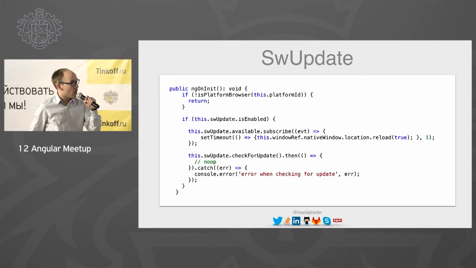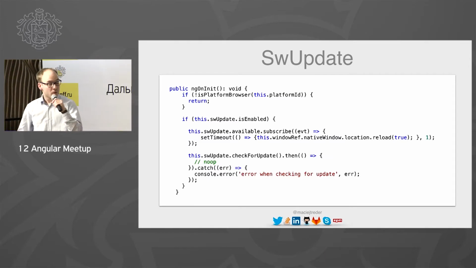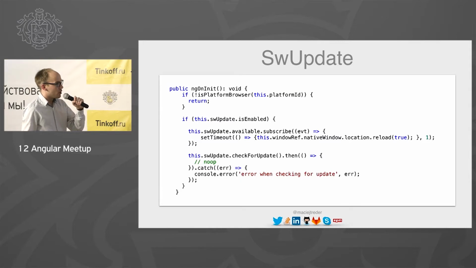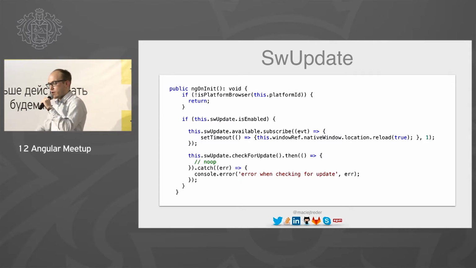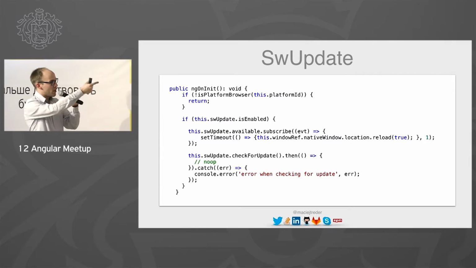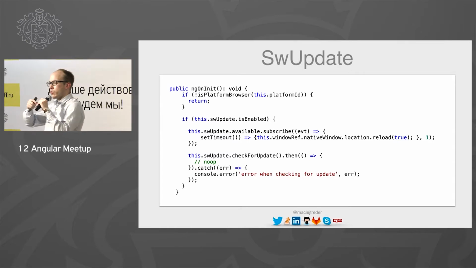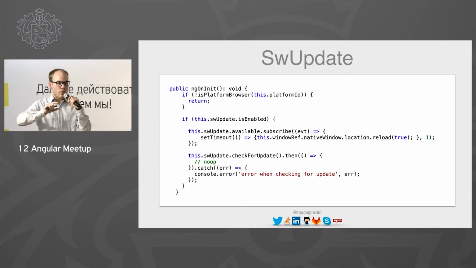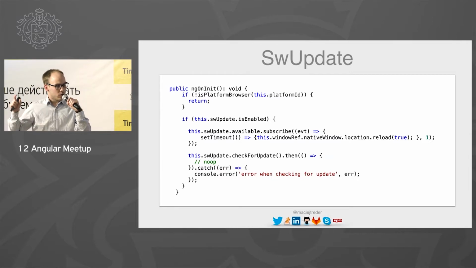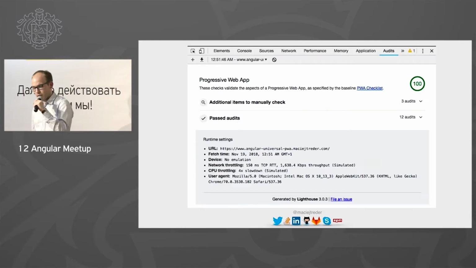First of all, we are checking if we are in the browser, because there is no sense to work on the server side. Then we are checking is-enabled, which returns true when the browser supports service worker. If it supports service worker, we are checking if there is a new version available, already installed. And if it is installed, we are reloading the page to switch the places, the old service worker with the new one. And the new one is installed by the check update method.